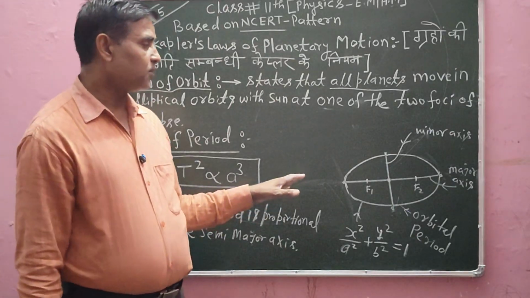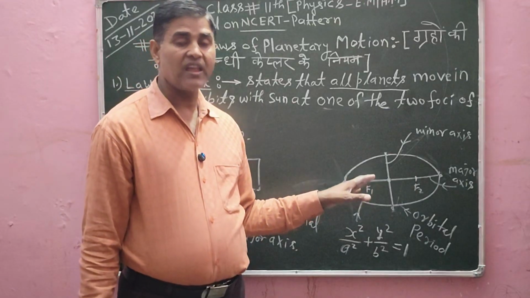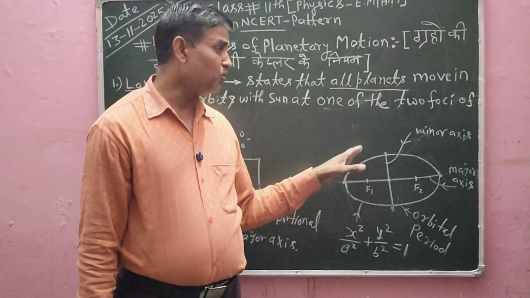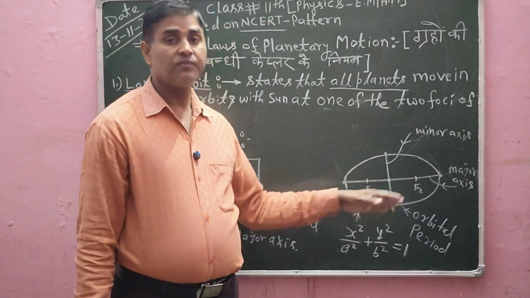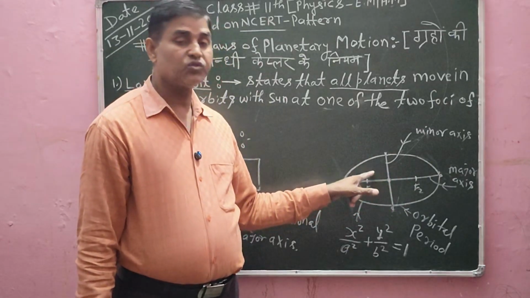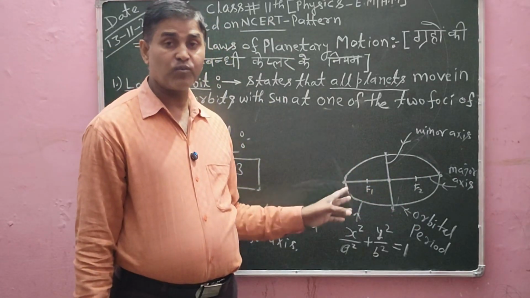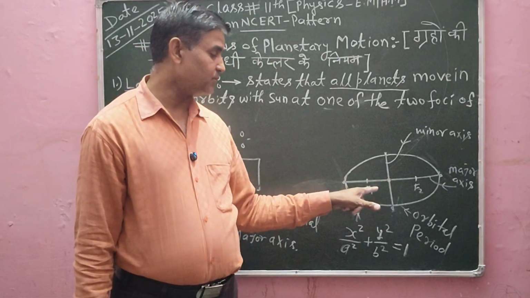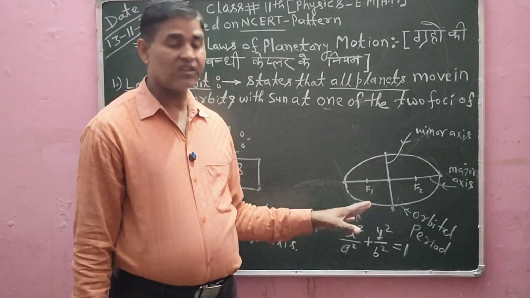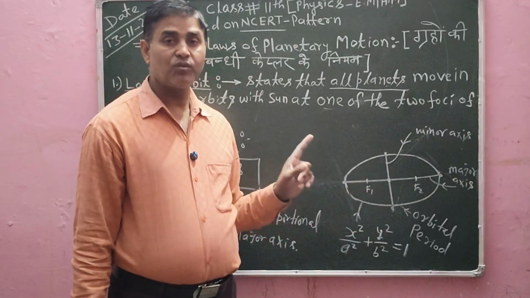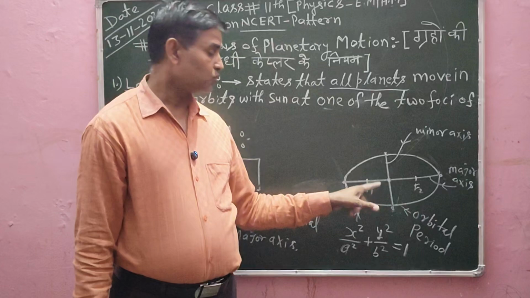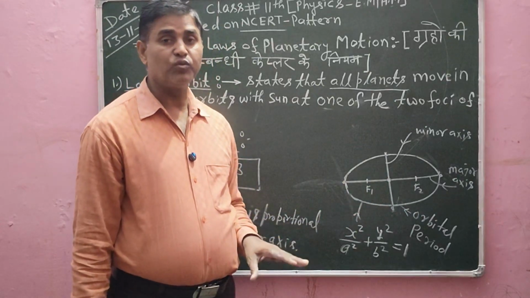If any elliptical path has two foci, and any planet is moving on the elliptical path, then the sun will be at one focus of the two foci of the ellipse, because an ellipse has two foci. So this information you have to know clearly.